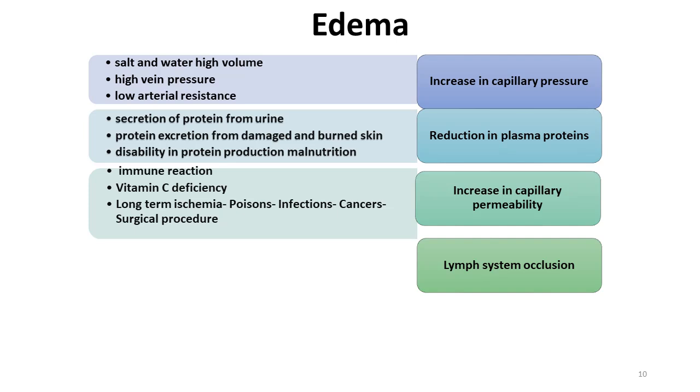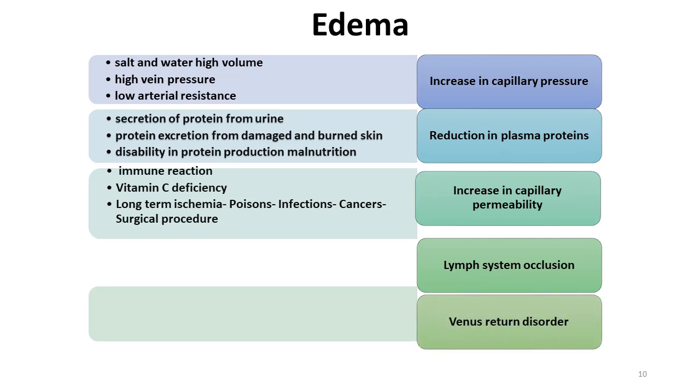The other reason for edema is lymph system occlusion. Some reasons for lymph system occlusion may be related to genetic disorders, cancer, and also parasites, like some disorders named filariasis, that can occlude the lymph system, and then the lymphatic system cannot do its own job and edema is seen. The other part is venous return disorder.